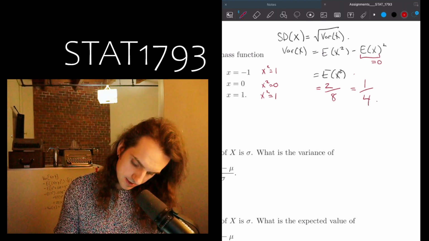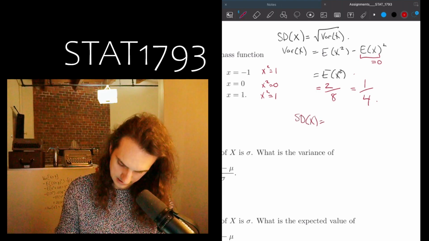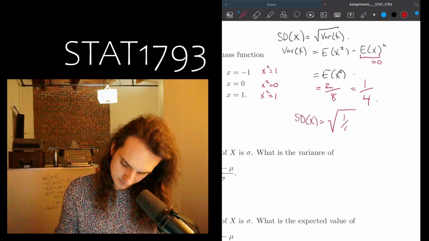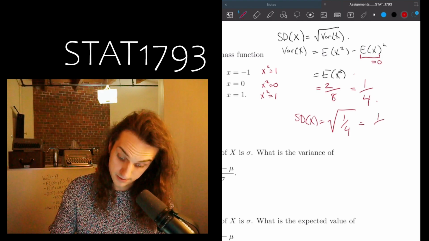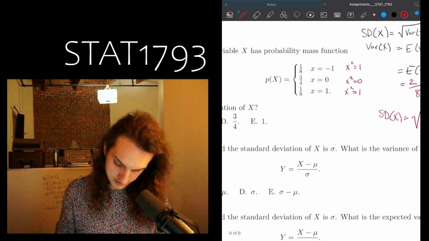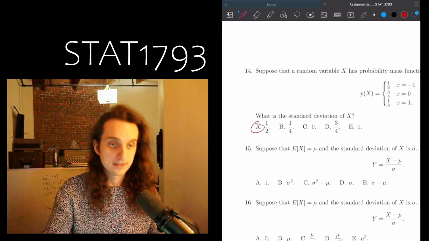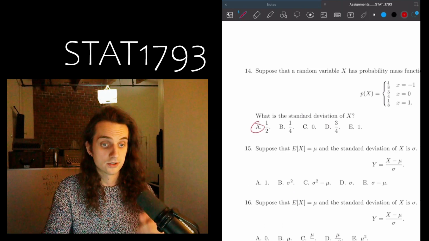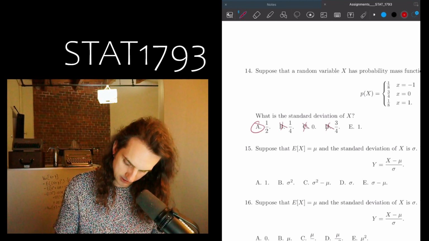Standard deviation is going to be the square root of 1 over 4, which is the square root of 1 over the square root of 4, 1 over 2. And so we should have half as A. So for 14, the answer should be A, not 1/4, not 0, not 3/4, not 1.